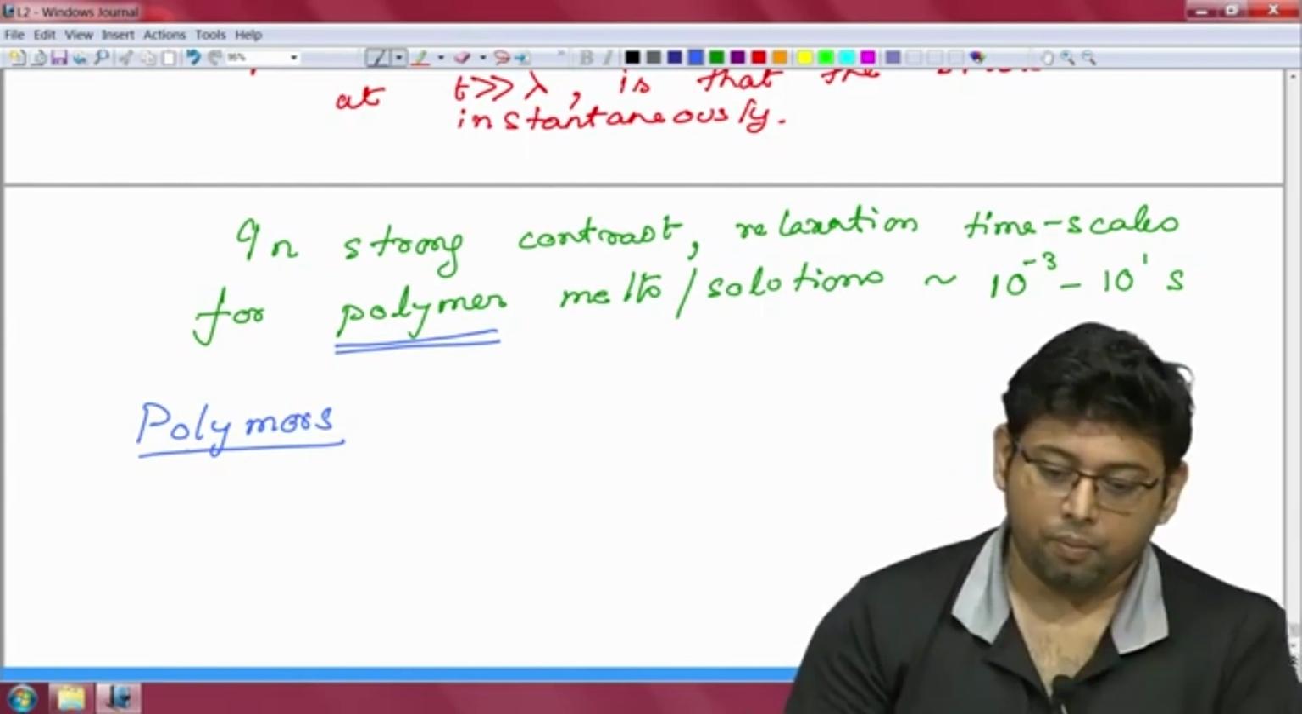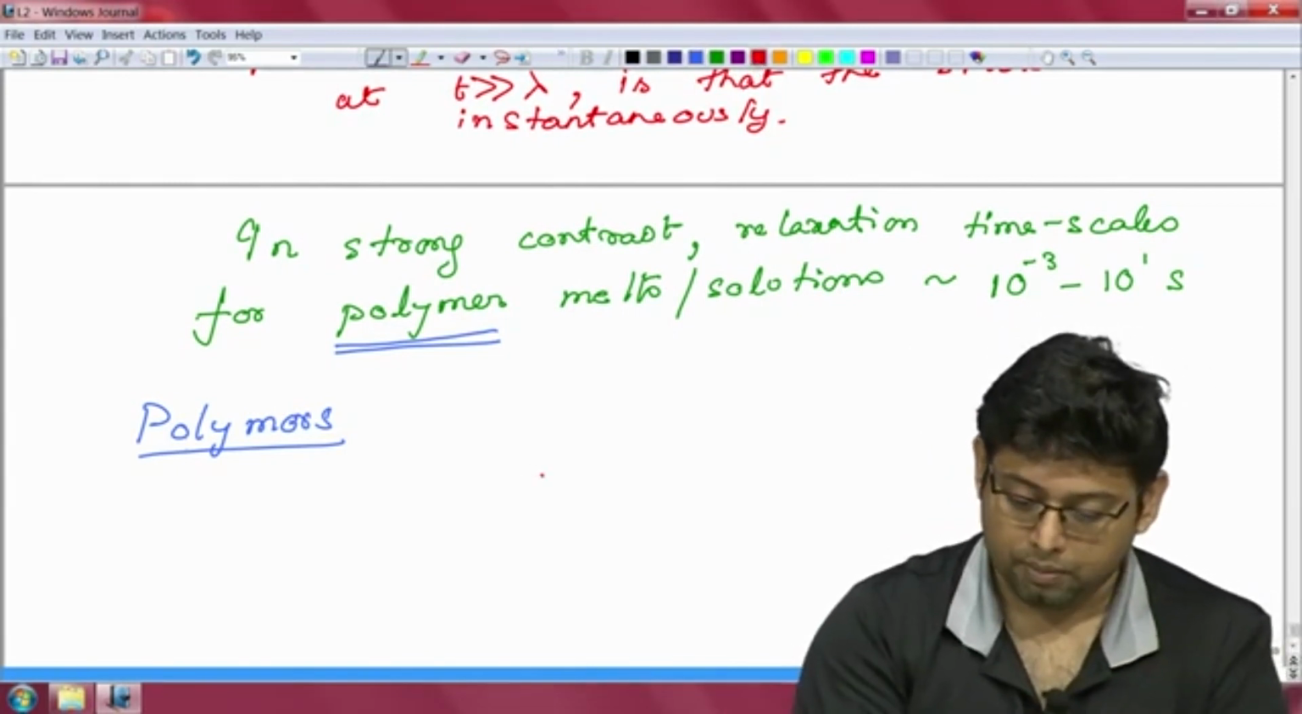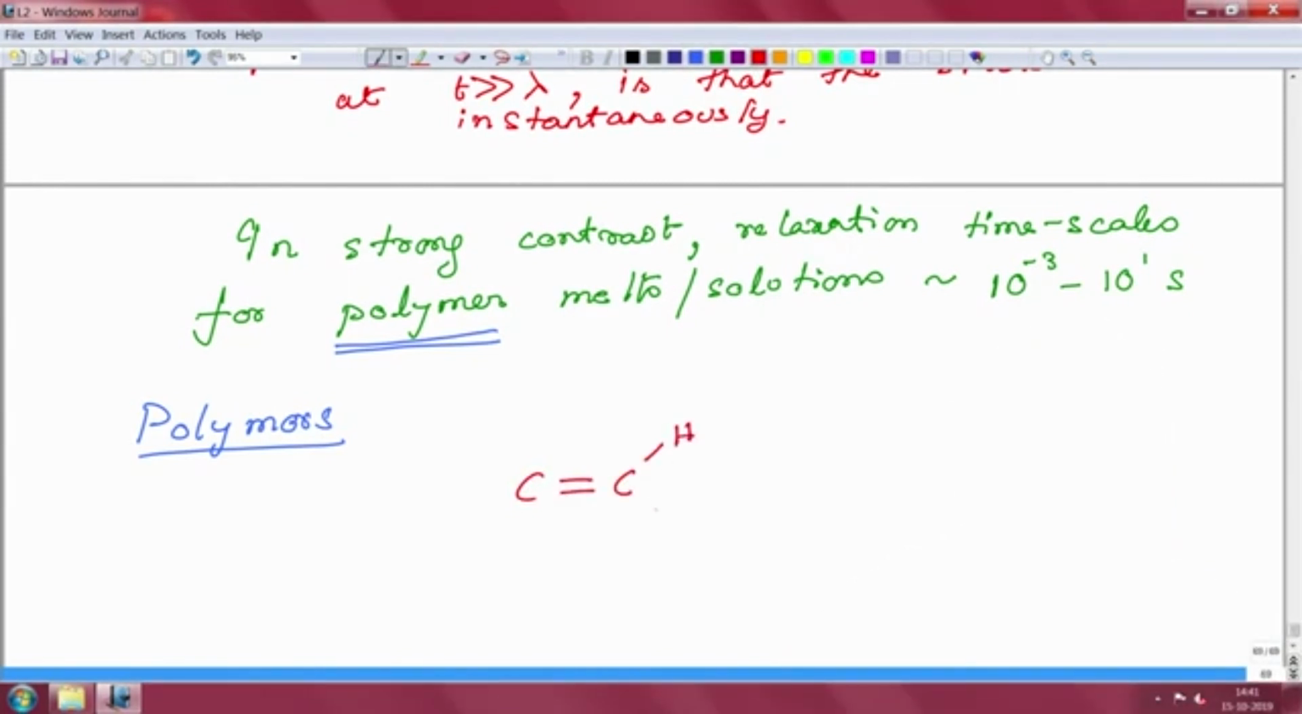So, to understand polymers, we will take a very simple molecule, okay, and the simple molecule is this one, C2H4. So, this is one of the simplest of the alkenes, and this is also called ethylene or ethene.